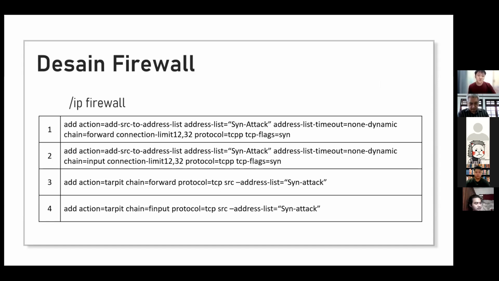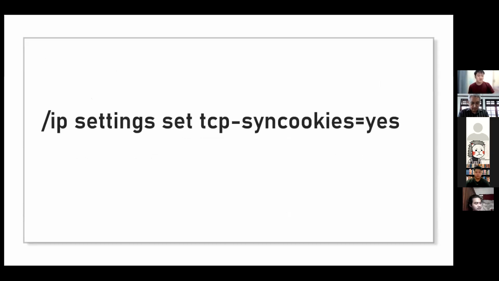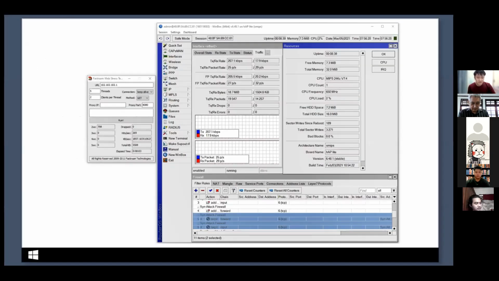I set the protocol to TCP on the second type of firewall. I also add the TCP Syn cookies. I also enable it because it helped me more against the Syn attack. When I run the Syn attack, the CPU load will be 100%.